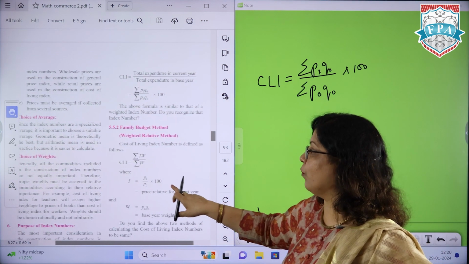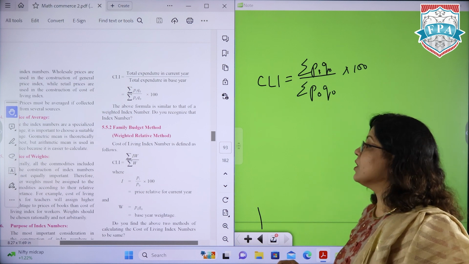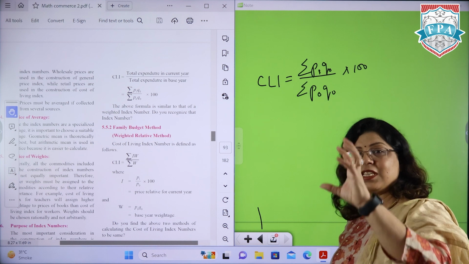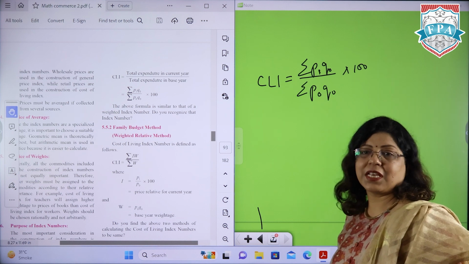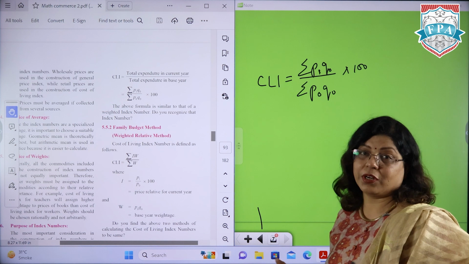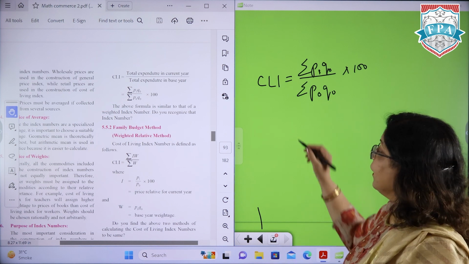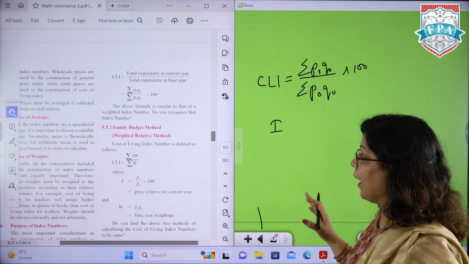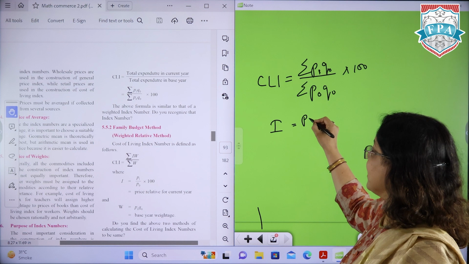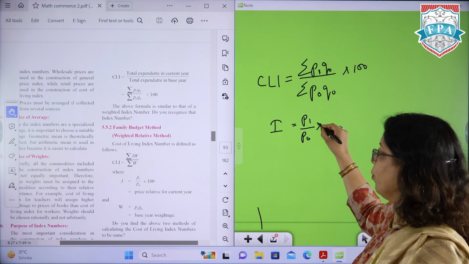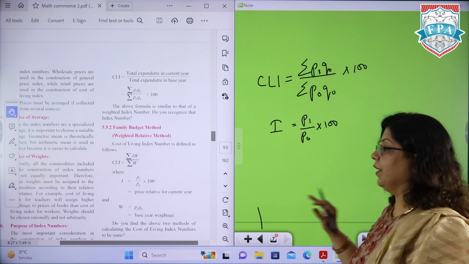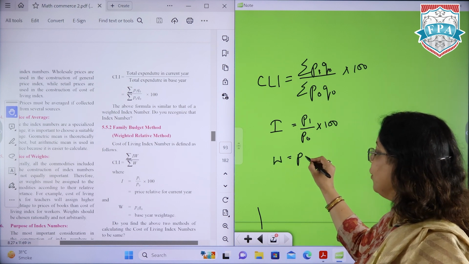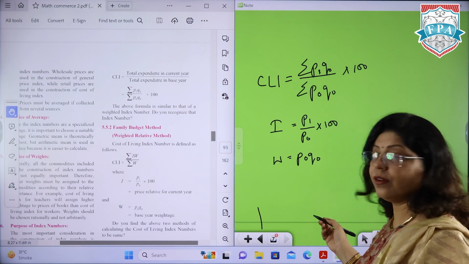This is slightly different, which we have not done in the previous one: the family budget method. In the family budget method, some weights are assigned on the basis of relative importance in your budget. To calculate this, first we calculate a term known as I. This is again the price relative, which is P1 by P0 into 100 for the current year. And the weight is always taken as P0 Q0. That's the base year weight.